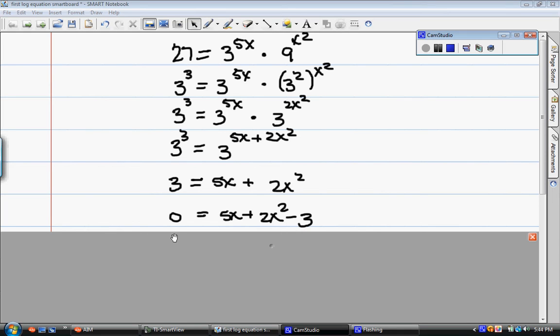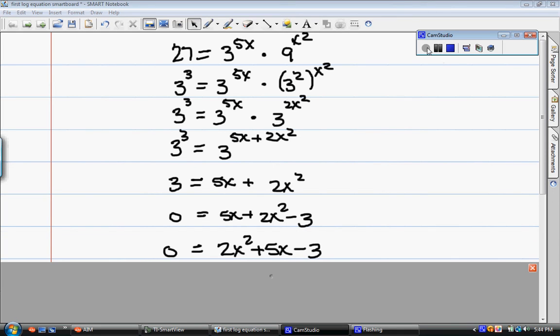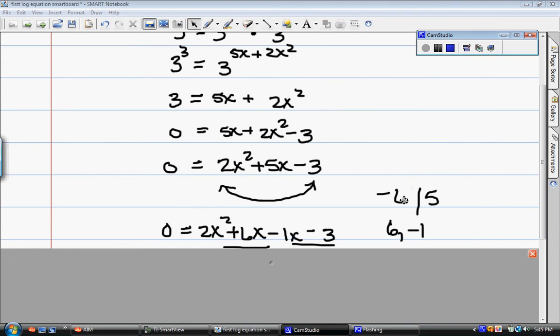rearrange the terms to make it easier to factor. I now have something I can factor using the AC method. 2 times minus 3 is minus 6, and we should find factors of minus 6 that will give me 5. Factors of minus 6 that would give me 5 would be 6 and negative 1. I take the 6 and the negative 1 and rewrite it here in place of the 5. So now I have 2x squared plus the 6x minus the 1x minus 3. The 6 and the minus 1 came from our factors.